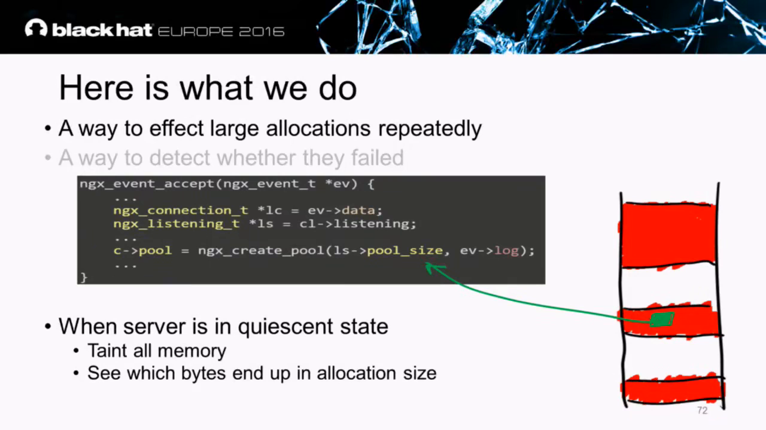And we found this by using a taint propagation framework in which we taint the whole memory when the server is idle, and then we send a connection to the server, and then we follow the taint propagation, and as a taint sink, we set the arguments of memory allocation functions. And in this way, we found the pool size.